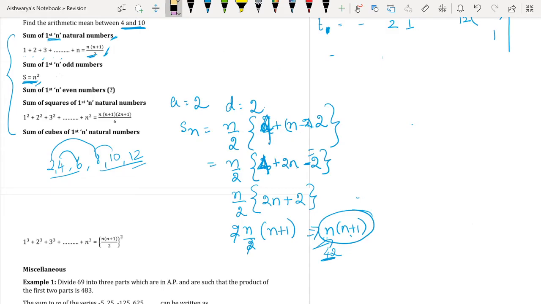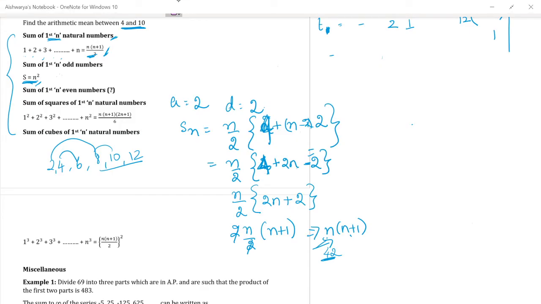But this is anyway an AP. 2, 4, 6, 8, 10, 12 will be an AP. So a will be 2, d will be 2, assuming you are starting with 2. Then use the regular formula for sum to n terms, which you have here, and then accordingly calculate. Then you will get the formula as n into n plus 1. If the question is asking for a formula, fine, but if the question is asking you to actually calculate the first 6 even numbers or first 5 even numbers, then you can just substitute and then calculate.